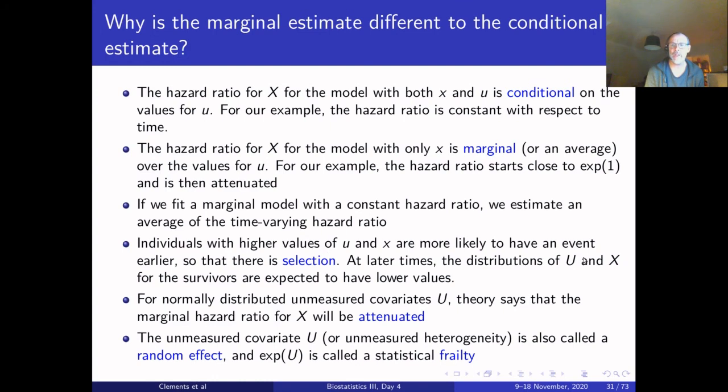Individuals with higher values of X and U are more likely to have an event earlier, so there is strong selection. At later times, the distribution of U and X for the survivors is expected to have lower values. For normally distributed unmeasured covariates U, theory says that the marginal hazard ratio for X will be attenuated. The unmeasured covariate U, or unmeasured heterogeneity, is also called a random effect, and exponential of U is also called a statistical frailty, which you might hear used.